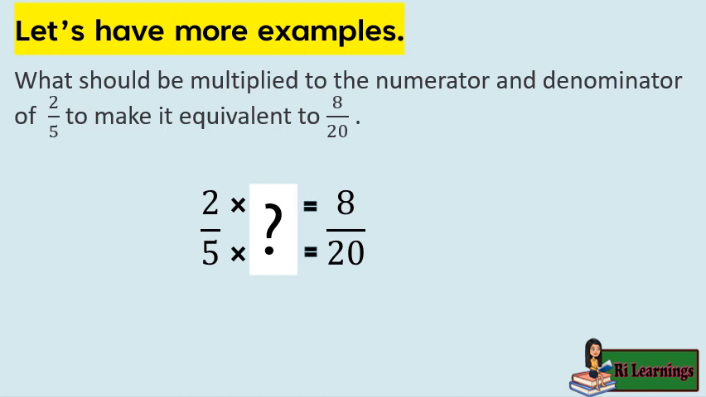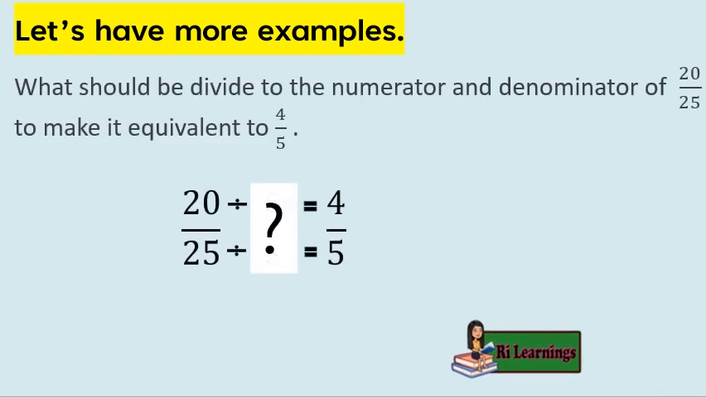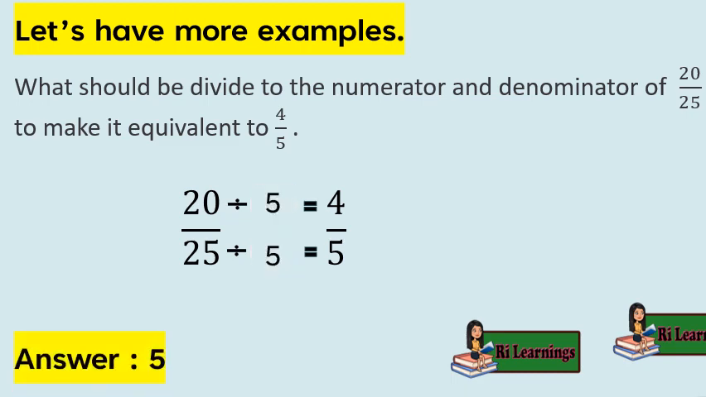Let's have more examples. What should be multiplied to the numerator and denominator of 2/5 to make it equivalent to 8/20? Answer: 4. What should be divided to the numerator and denominator of 20/25 to make it equivalent to 4/5? Answer: 5.